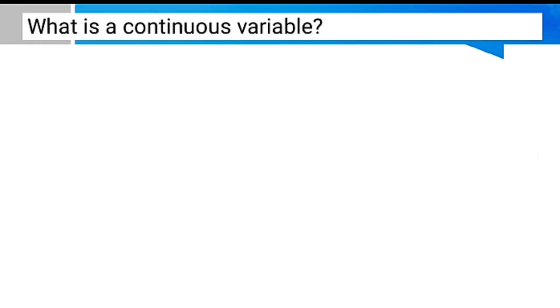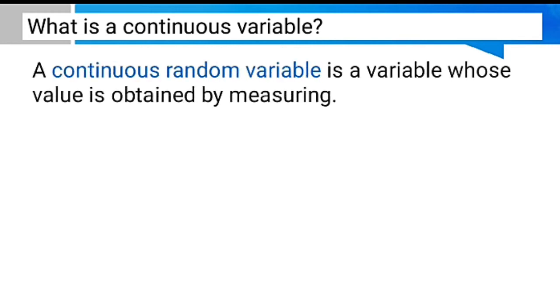So the other type of random variable is what we call a continuous variable. A continuous random variable is a variable whose value is obtained by measuring. Okay, so meaning not all the time the result is a whole number. So this is what we mean by continuous random variable.